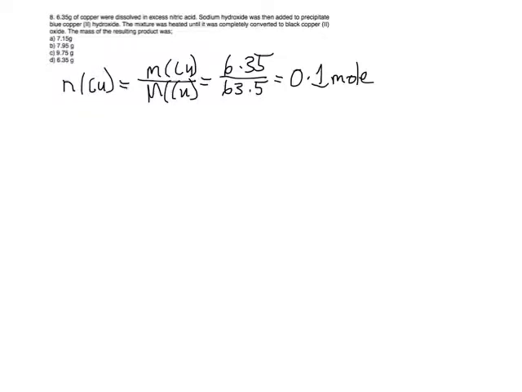Now in this question, we've got 6.35 grams of copper. And the first thing in any calculation you do is work out the number of moles, whatever you can. And so we can determine that there is 0.1 of a mole of copper in the original thing that was dissolved in the nitric acid.